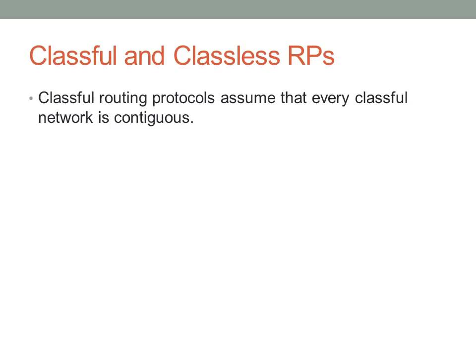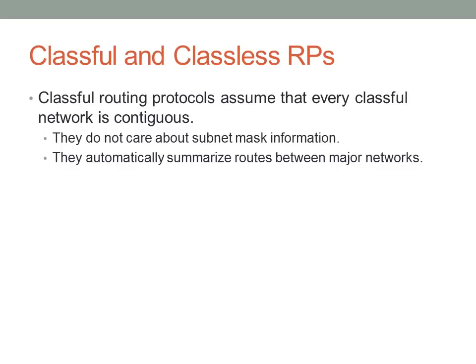So the idea here is that if a router is configured with RIP and is next to this other router, it will assume that the router that knows about 10.1 also knows about 10.2 and 10.3 and so on. And in previous times, this was actually true. So they don't care about subnet mask information. They rely strictly on the information received about the major network, and they automatically summarize routes between major networks. So rather than saying that these subnets exist, they will say that this single major network exists.